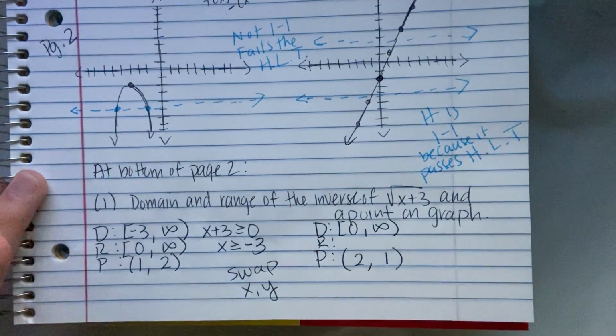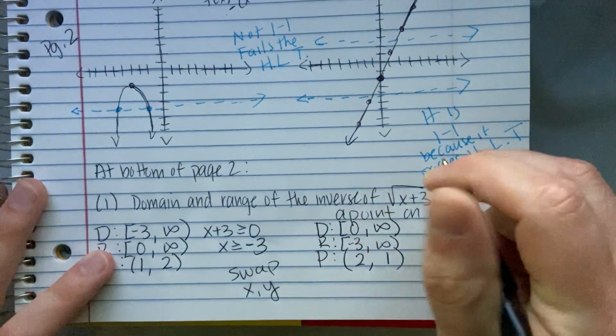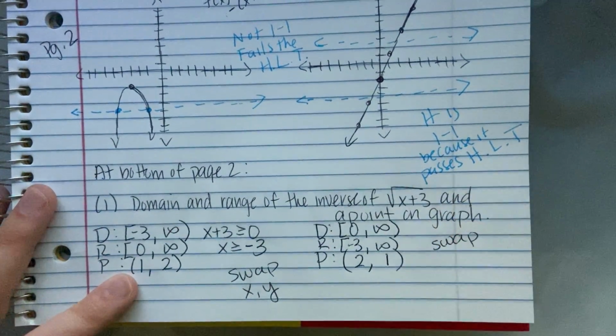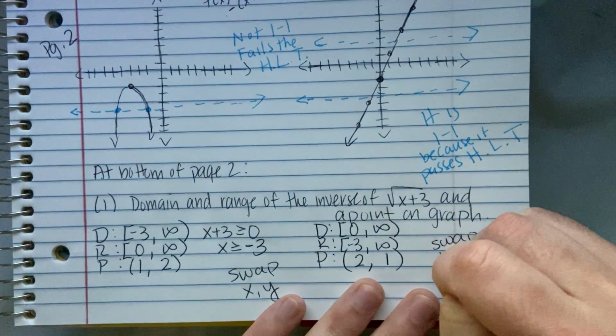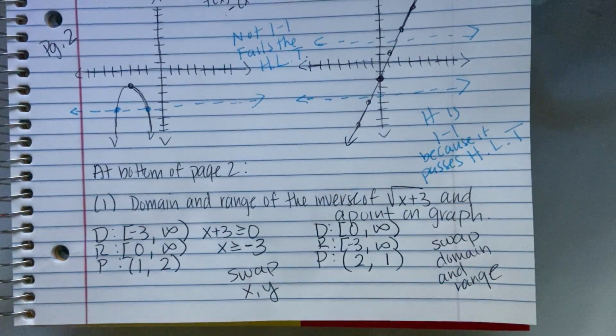Similarly, the domain of your original becomes the range of the inverse. So you not only swap x and y for the point, you swap the domain and range for the inverse. So the domain of the inverse is from 0 to infinity. The range is -3 to infinity, including 0 and -3. And the point, instead of 1, 2, is now 2, 1.